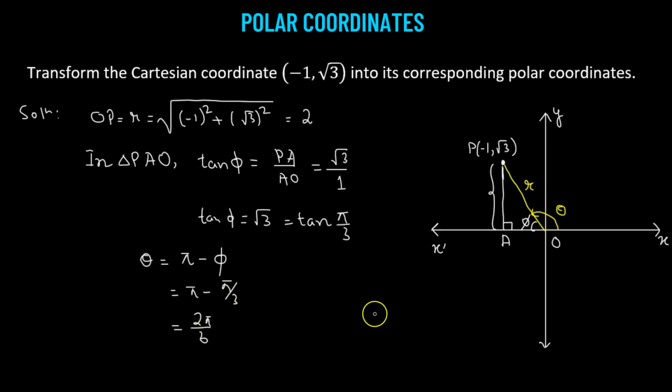Hence, we have successfully converted the coordinate point P, (-1, √3), to its equivalent polar form. So that's going to be the radius 2, and the theta component is going to be 2 pi over 3 radians.